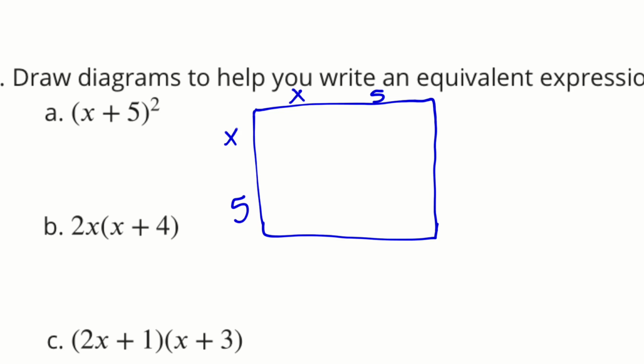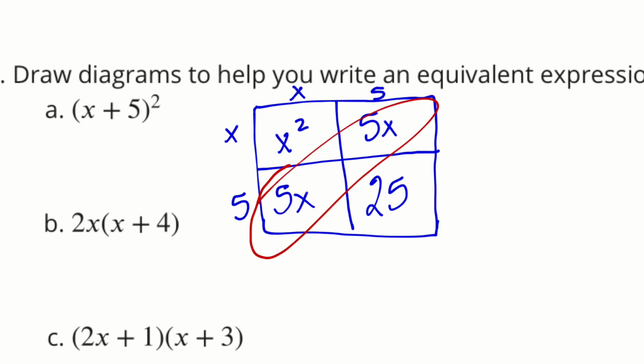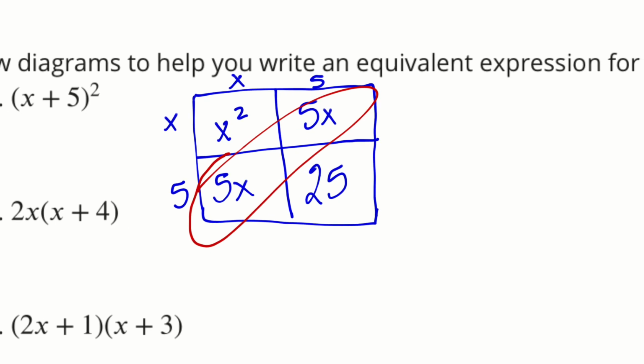What's x times x? Okay, so it's like a Punnett square. It's x squared. 5 times x? 5x. Basically, yes, it is a Punnett square. 5 times 5 is 25. Which ones are alike? 5x and 5x. Notice that they're the diagonal ones. So it's x squared. What's 5x plus 5x? It's 10x. 10x plus 25.